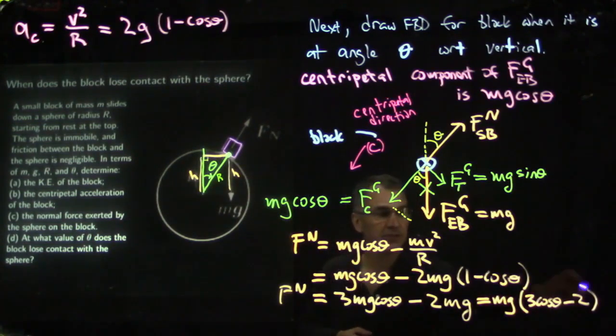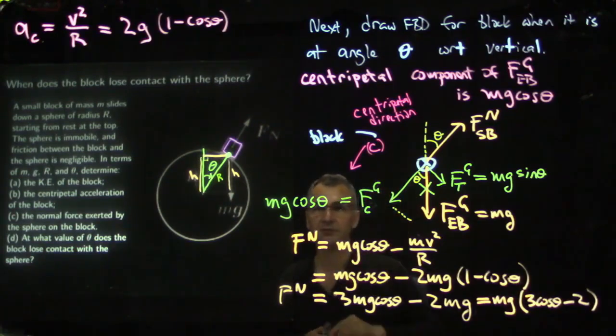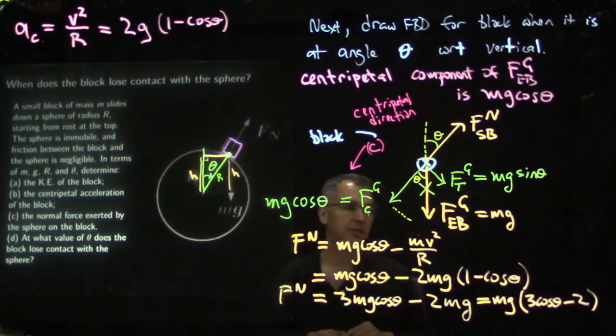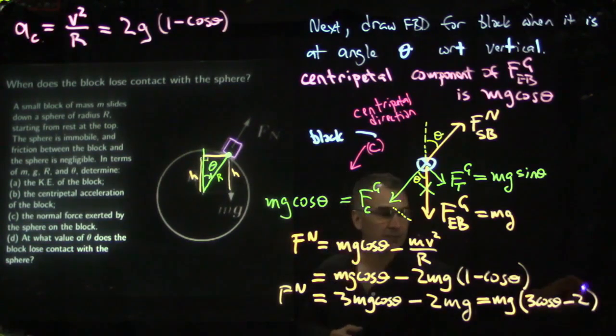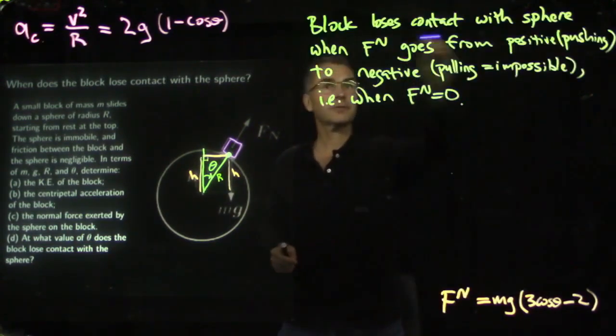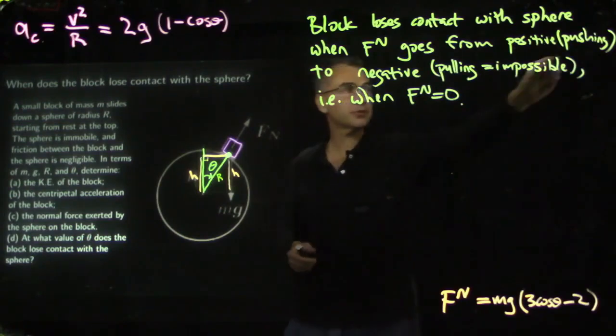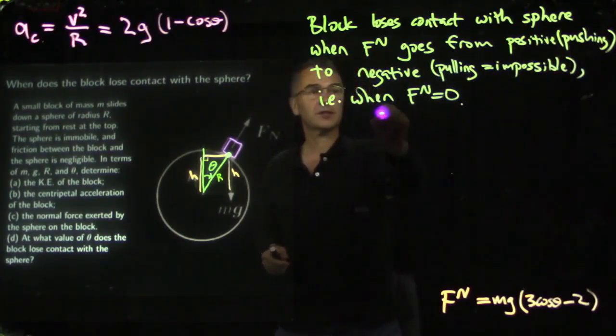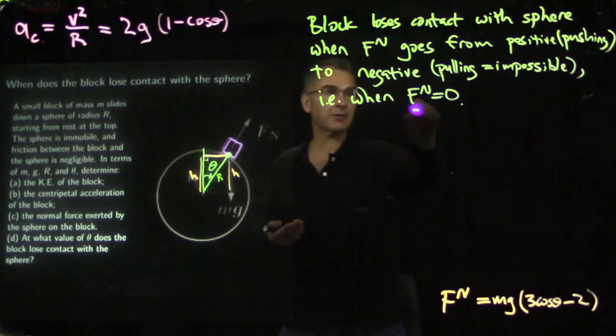So the block loses contact with the sphere when this normal force becomes 0. In other words, when it goes from being positive outward to being negative, which would be inward, which is impossible for a force that can only push, it can't pull. So when this expression equals 0, that is, when 3 cosine theta minus 2 equals 0, the block loses contact with the sphere. That boundary from positive to negative happens when F normal equals 0.